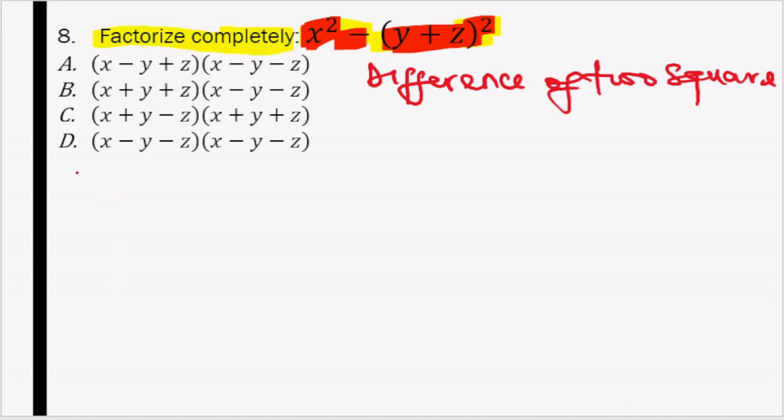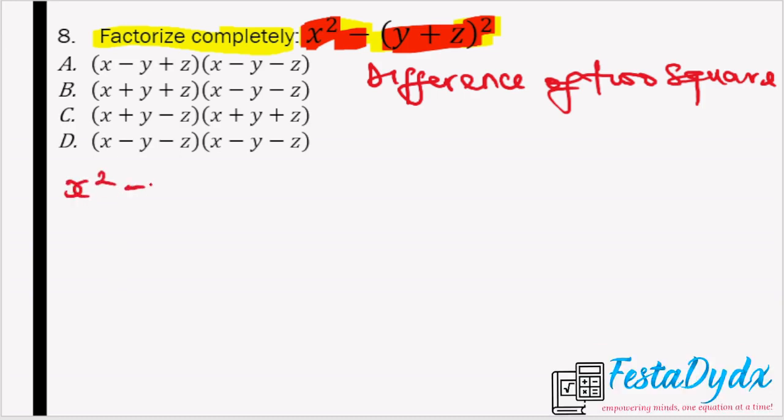So now let me write this question so we can solve. x squared minus (y plus z) squared. So recall this is the difference of two squares. The way we did a squared minus b squared, which gave us a plus b and then a minus b, is exactly how we're going to do this. So it's going to be x squared minus (y plus z) squared. So now the x here is going to be the first value. So it's going to be x plus (y plus z).